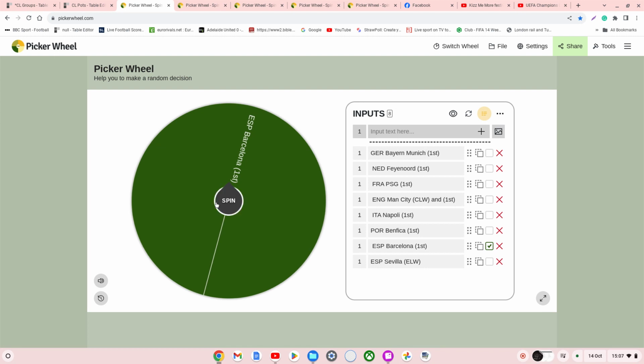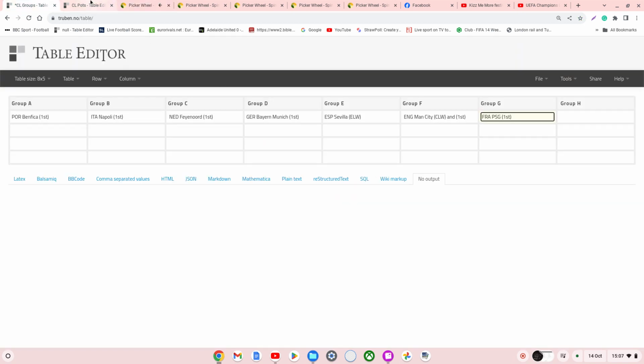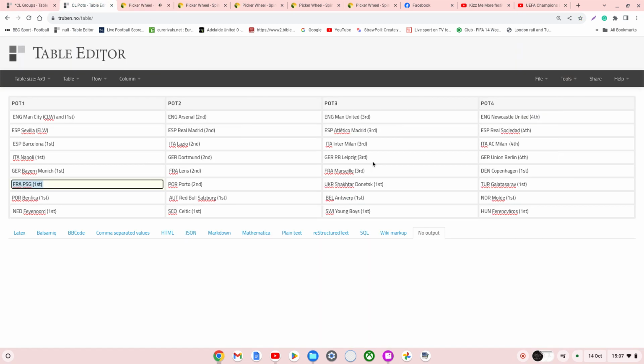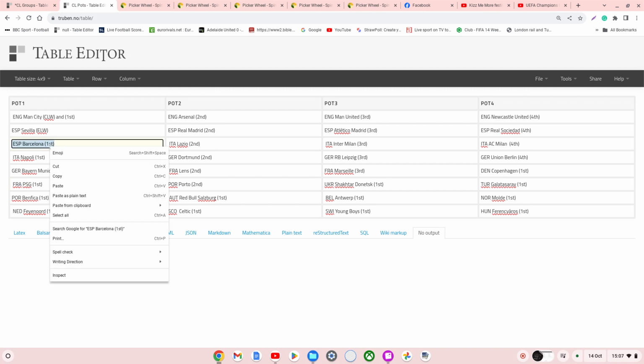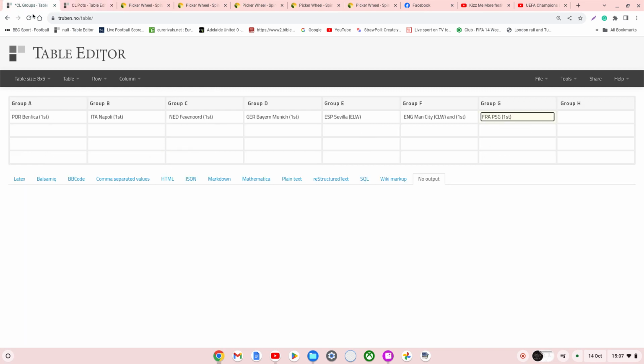And lastly, it's going to be Barcelona. Just spin the wheel anyway. And it's Barcelona, champions of Spain. They won the league in Spain. However, they can't be on this side because of Sevilla. So one of those 4 teams has to be removed.